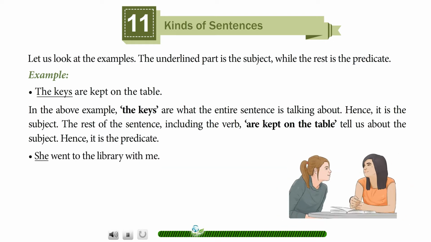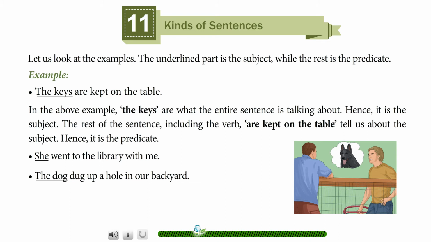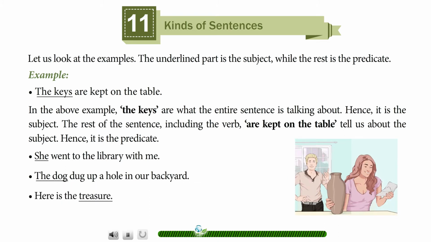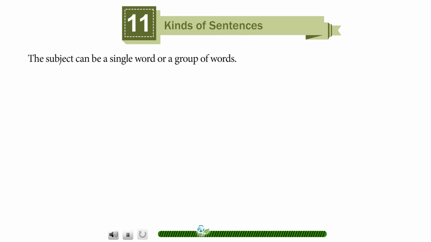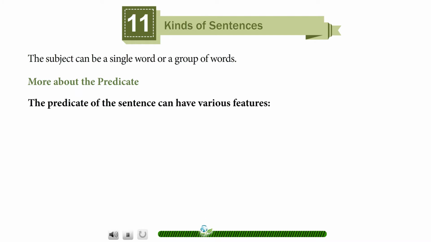She went to the library with me. The dog dug up a hole in our backyard. Here is the treasure. It is a beautiful painting. The subject can be a single word or a group of words. More about the predicate. The predicate of the sentence can have various features. It can be made up of a verb only.